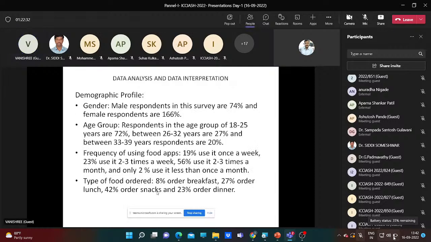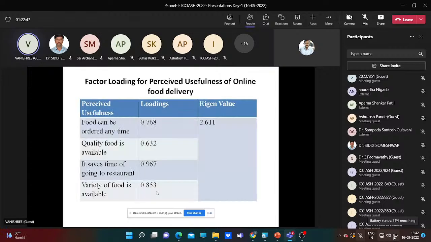So this is my demographic profile, which includes gender wise, age group wise, frequency of using food apps, and the type of food delivered, whether it is for breakfast, lunch, snacks, or dinner. So as per the factor analysis, the first factor is perceived usefulness.